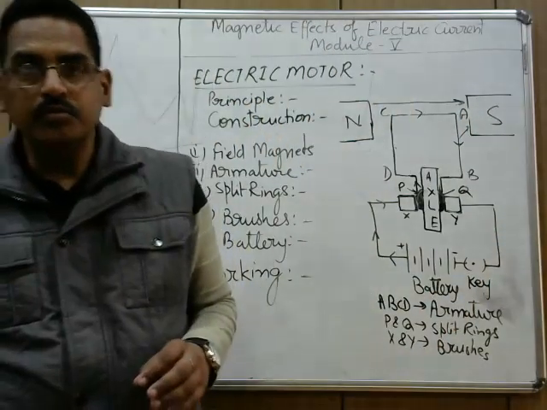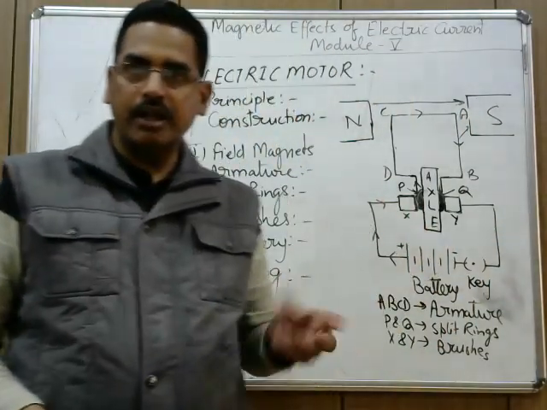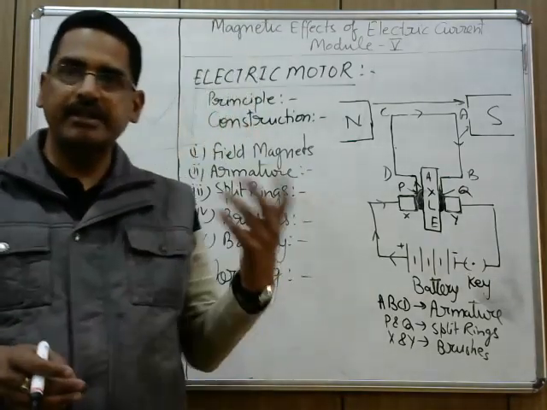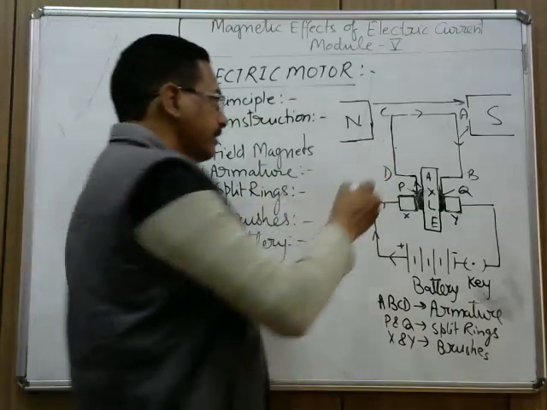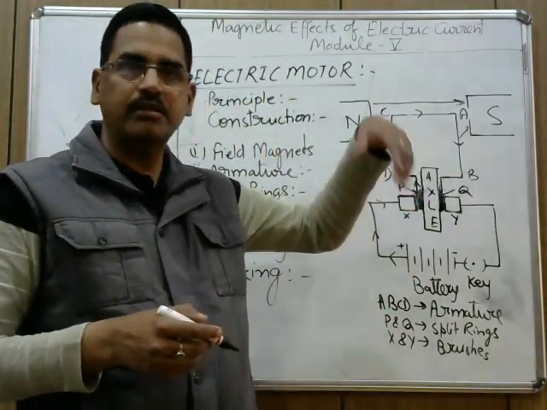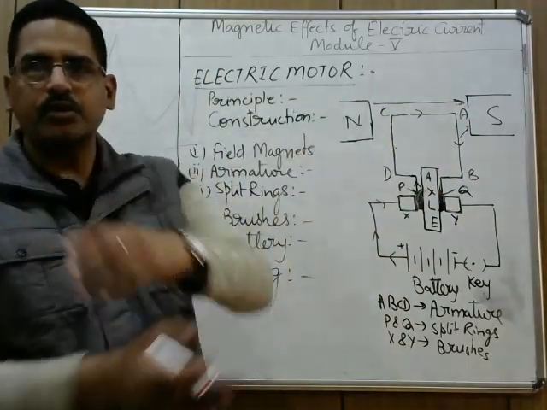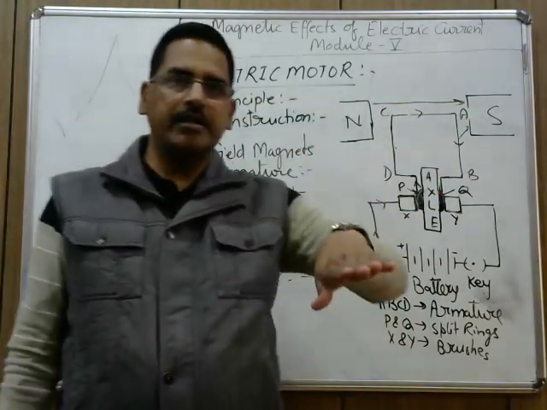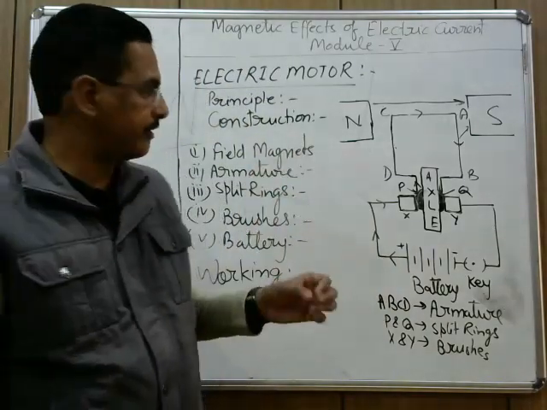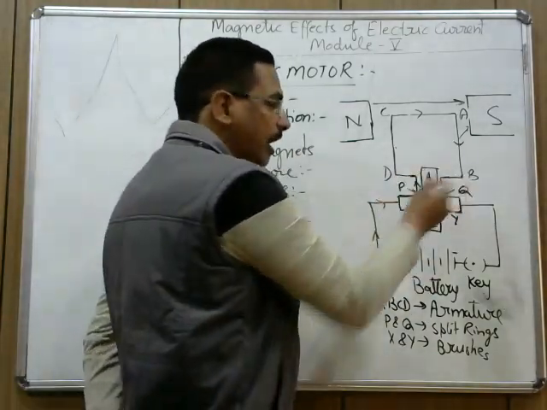As I told you, when force acts, a couple is formed. A couple means two equal and opposite forces whose lines of action are different. So force was acting initially downward on this side and upward on that side, so it starts rotating the coil. Due to inertia, it completes half rotation. But after half rotation, what happens? See, now their positions have been changed.